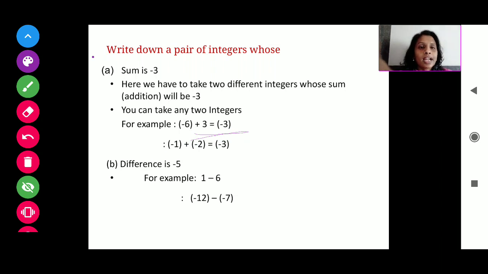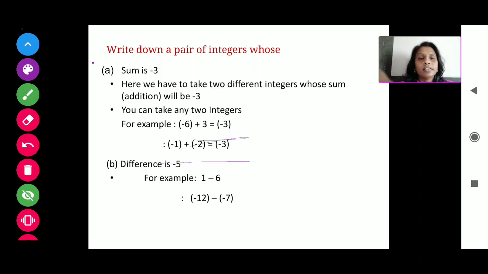Then the second one is -1 plus -2. So both have the same sign. So what will we do? We will do simple addition. 1 plus 2 is equal to 3, and both integers have the same negative sign. So our answer will also have a negative sign, so -3.